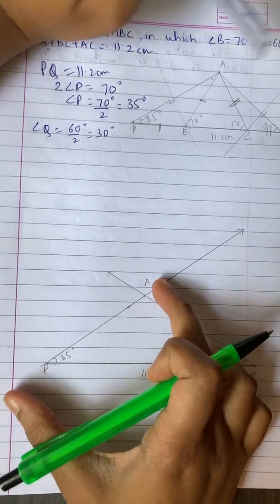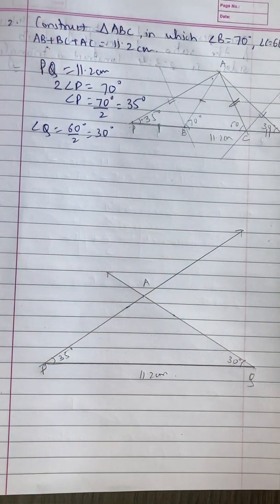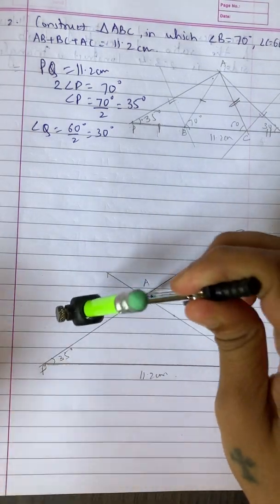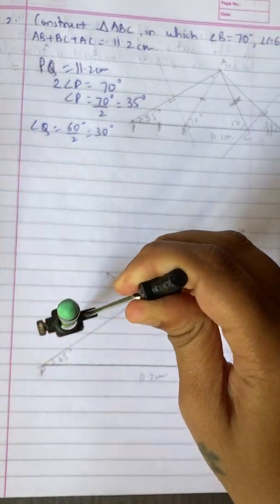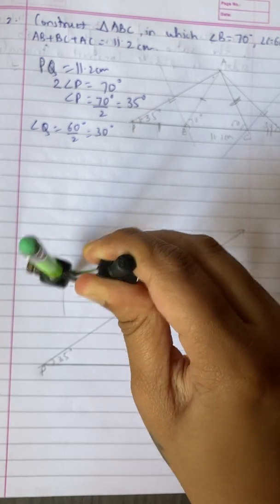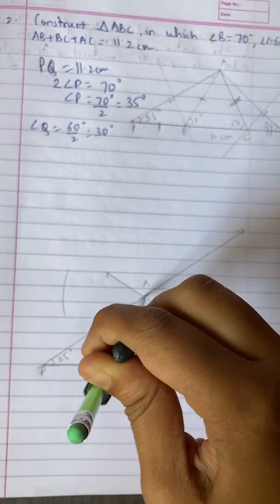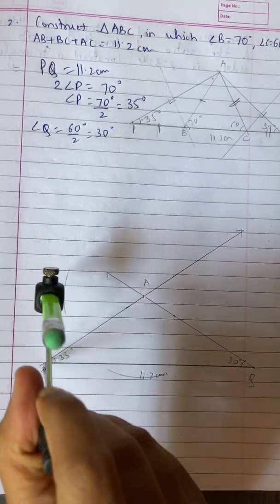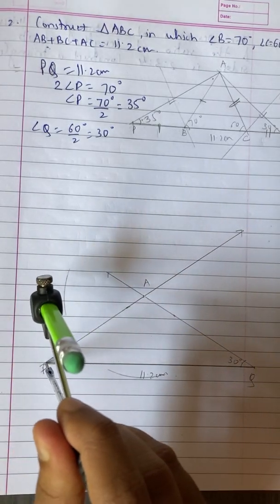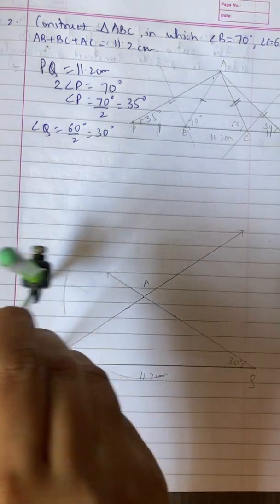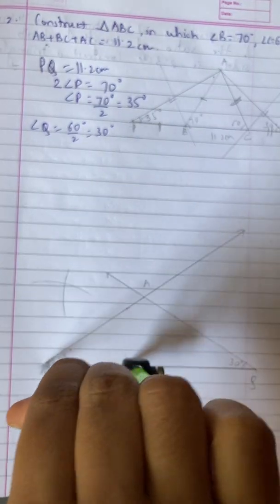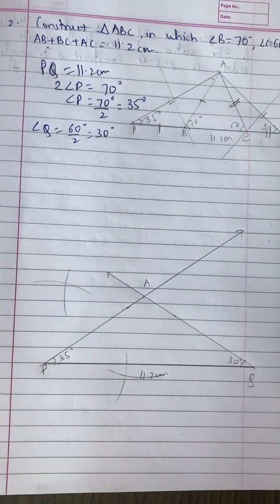Now we have to find the perpendicular bisector of AP, which is very simple. Put the compass on point A. Take more than half. It is already more than half. I'll draw an arc up and down. Then put it on point B. I'll cut the arc. Now I'll join.